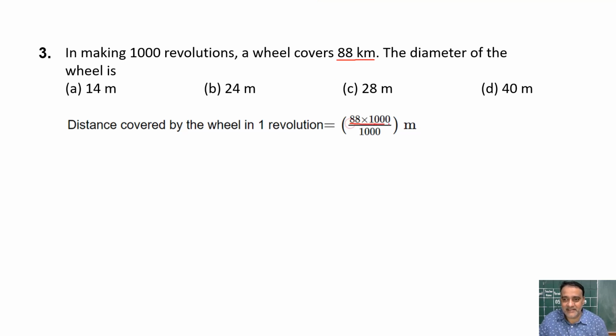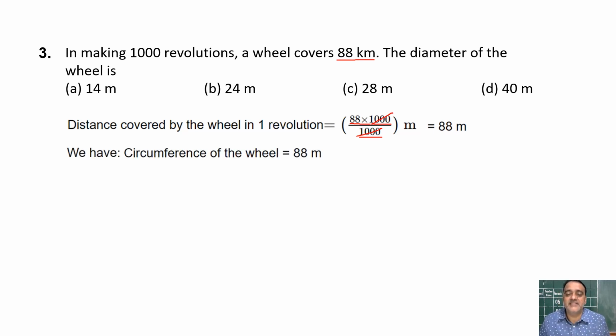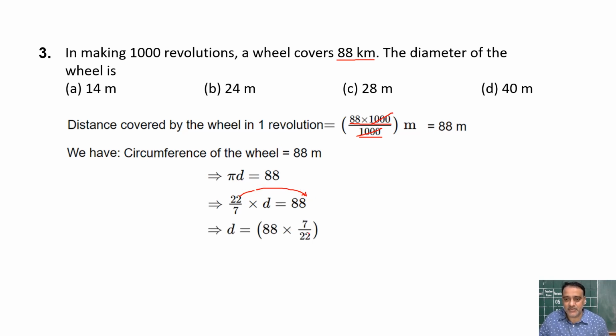This is 88 kilometer and this is the number of revolutions. So cancel both of these. So we'll get 88 meter. This is the circumference, and we have to find the diameter. So for the circumference we will take the formula pi into d, right? So the circumference of the wheel is equal to 88 meter, and that is pi into d. The value of pi is 22 by 7. So substitute. Now if you shift 22 by 7 to this side, you will get its reciprocal. Okay? We cancelled this. So what is the final answer? 28 meter. So which option is the correct one? Option C, right.